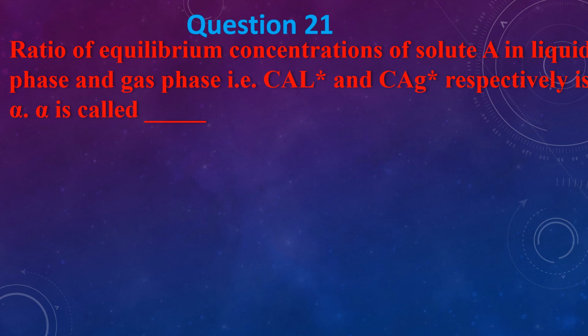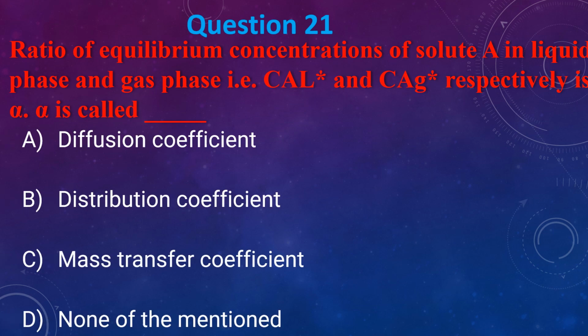Ratio of equilibrium concentration of solute A in liquid phase and gas phase, CAL and CAG respectively, alpha, is called A. Diffusion coefficient. B. Distribution coefficient. C. Mass transfer coefficient. D. None of the mentioned. The answer is B. Distribution coefficient.